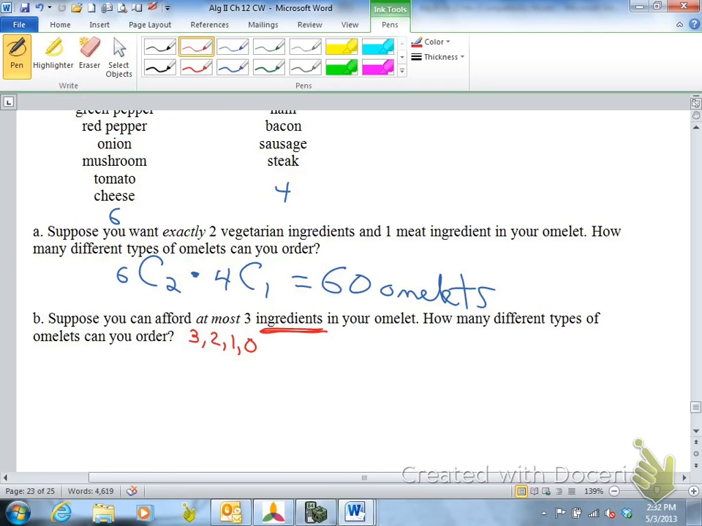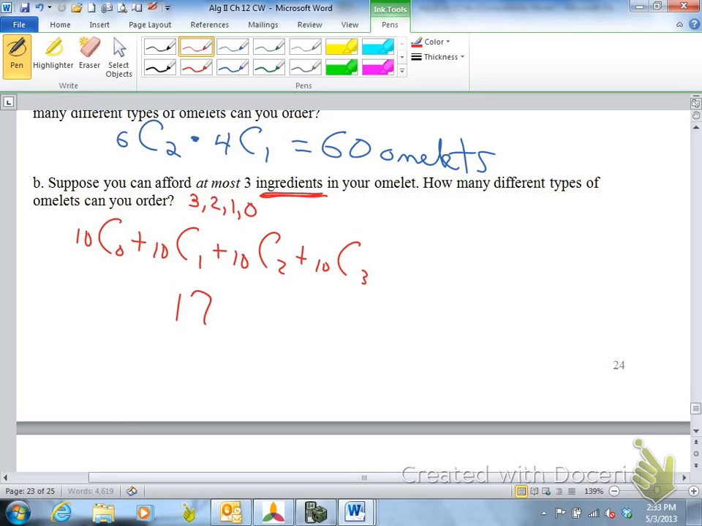So you would have 10 choose 0 plus 10 choose 1 plus 10 choose 2 plus 10 choose 3. And that would be the number of omelets you have. 176 omelets.